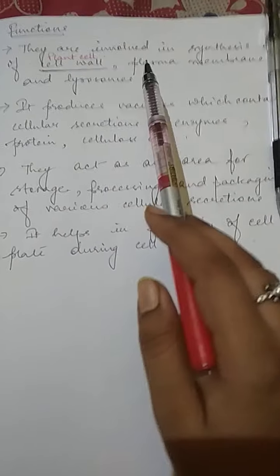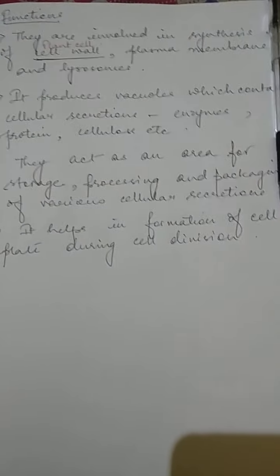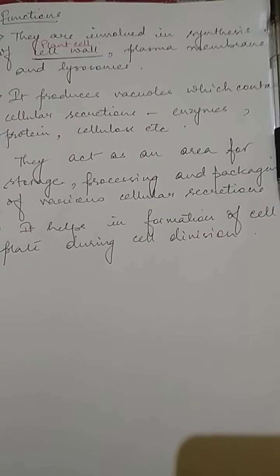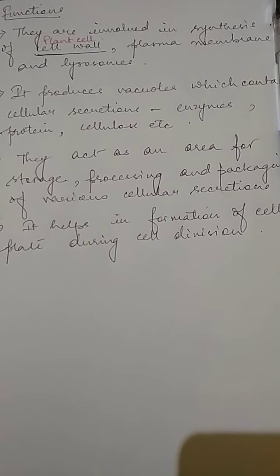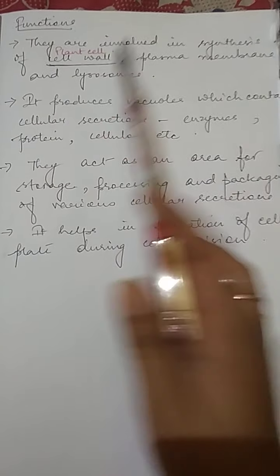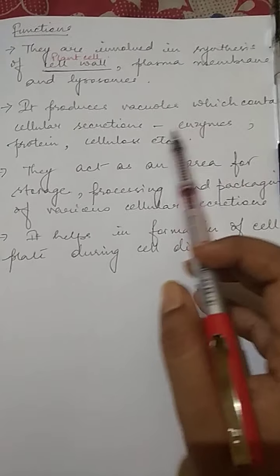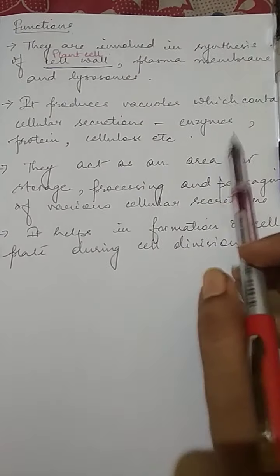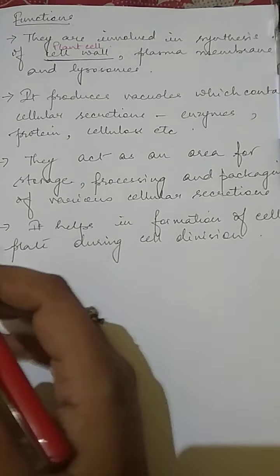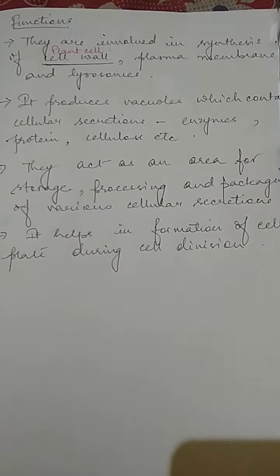Next, functions. They are involved in the synthesis of the plant cell wall, plasma membrane and lysosomes. Lysosomes are some of your organelles, and the cell wall makes up some of the compositions, maybe polysaccharides. It produces vacuoles which contain secretions, enzymes, protein, cellulose. Yes, the vesicles have enzymes, so it helps in their secretion.